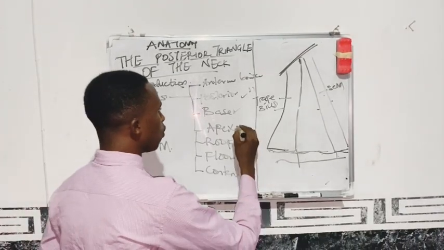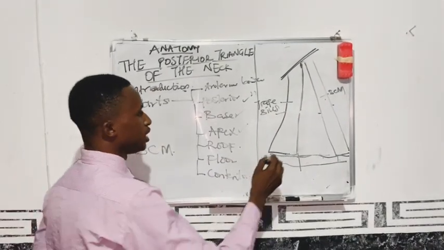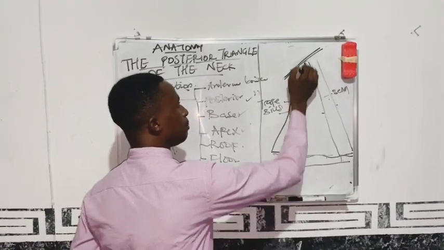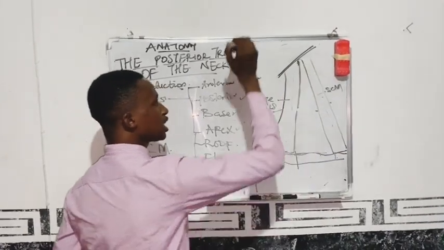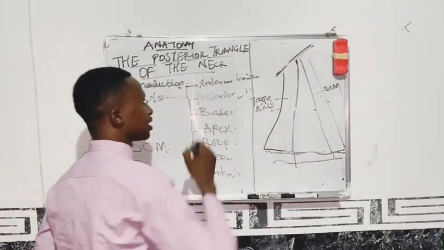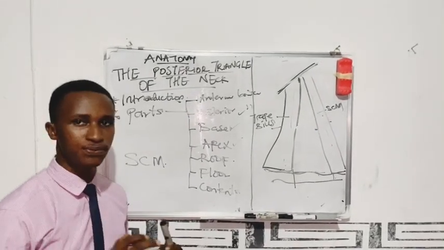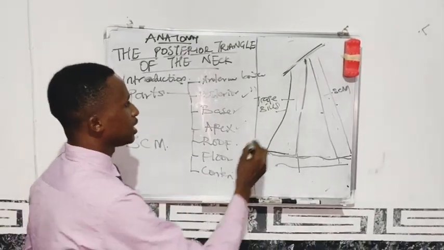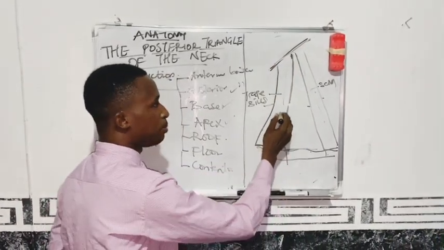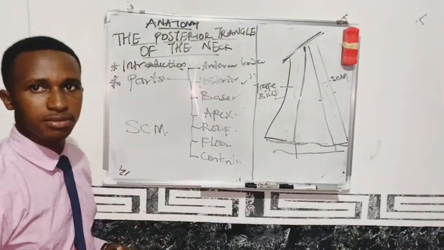Once you move upward, we are going to observe the apex. The apex is formed by the meeting point of the trapezius muscle and the sternocleidomastoid muscle right at the superior nuchal line. So the apex of the posterior triangle of the neck is formed by the superior nuchal line where the trapezius muscle and the sternocleidomastoid muscle meet.